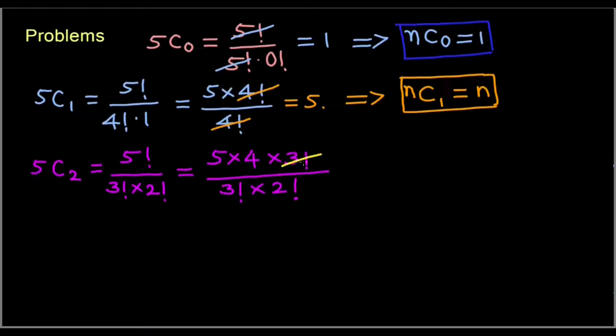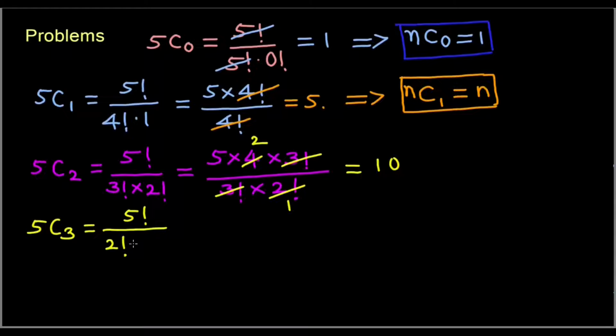So 3 factorial cancels with this 3 factorial, and 2 factorial is 2. So it will be 2 ones are 2, and 2 twos are 4, so that gives us 5 twos are 10. In case of 5C3, it will be 5 factorial upon (5 minus 3, which is 2) factorial, multiplied by 3 factorial. Now this is the same as this. So therefore its value will also be 10.